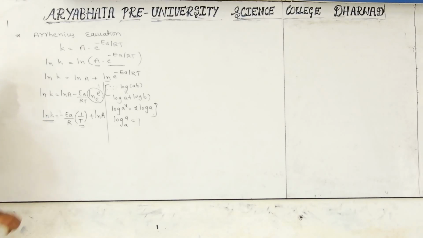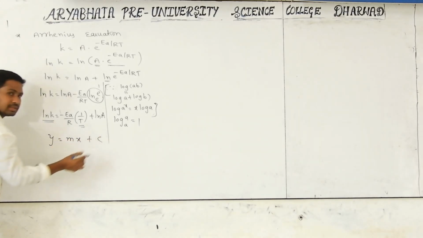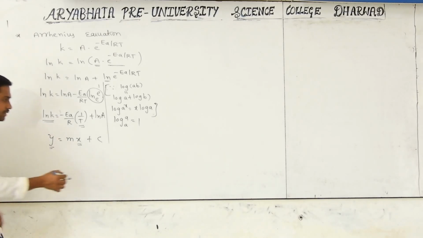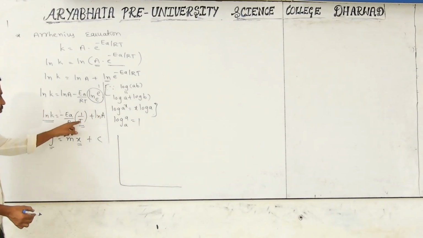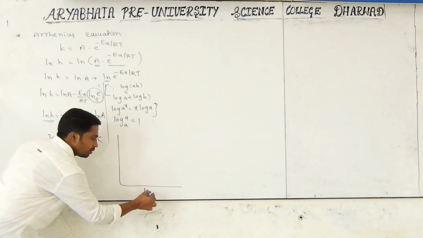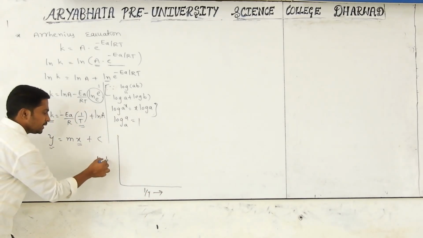Then it is similar to this right-hand equation: y equals mx plus c. Here the variable terms are x and y, similar to 1 by T and ln k, which vary. From this I am drawing the graph. You have to observe very carefully. On the x-axis, what has to be taken? This is an important point for competitive exams. On the x-axis, 1 by T should be taken. On the y-axis, ln k should be taken.